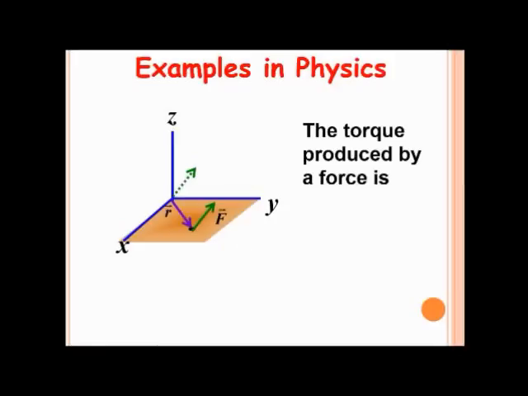Whenever a force is applied at some distance, for example when you are opening a door and applying the force where the lock is, that gives a torque. The torque is produced by the force and is given as R cross F. This is a cross product, and the direction of R cross F, that is the torque, is perpendicular, in the z direction, as you can see from the red line.